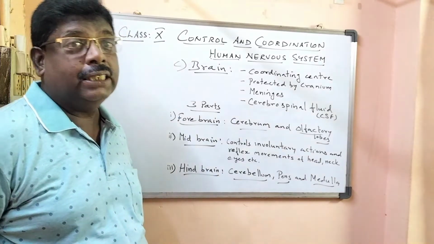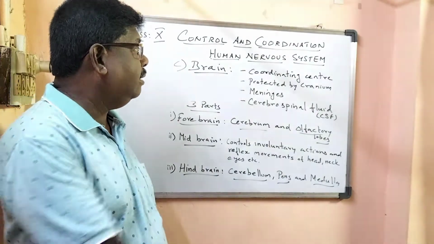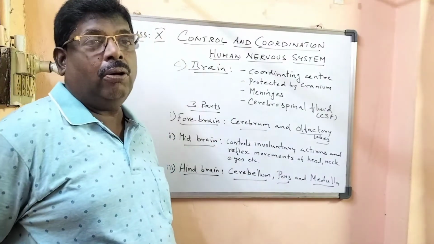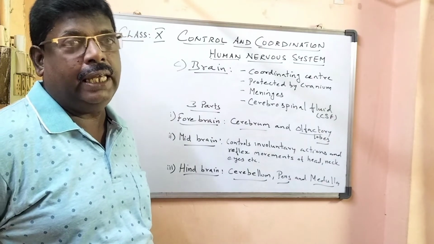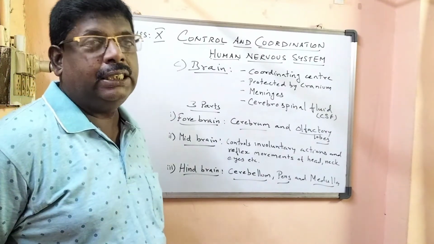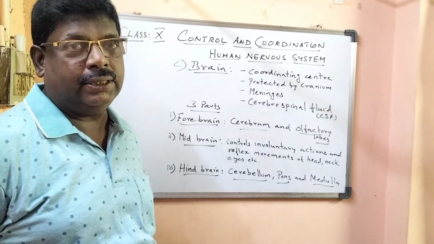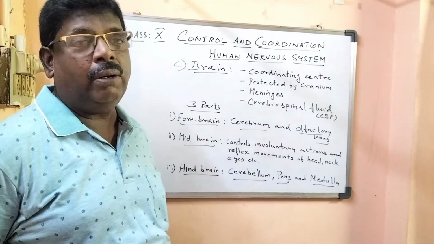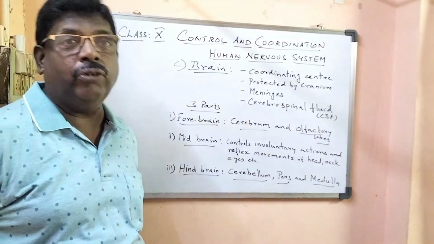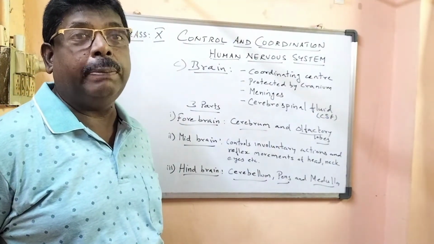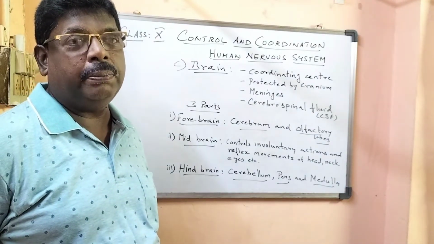Next, the brain is covered by a membrane called meninges. You can see here, it has three layers. About each layer you will be reading in your higher classes. For now, understand that it has three layers, and together they are called meninges. Inside the meninges there is a fluid called cerebrospinal fluid, shortly called CSF.